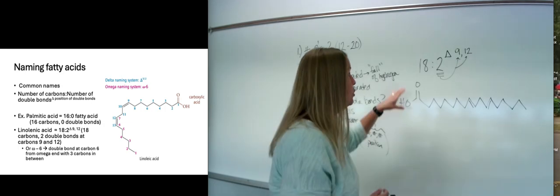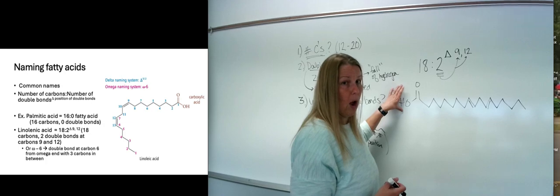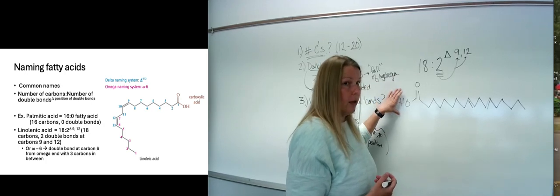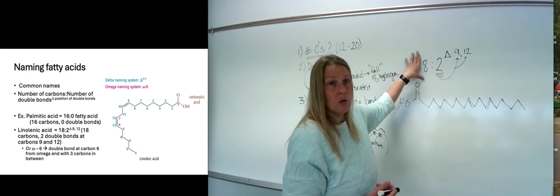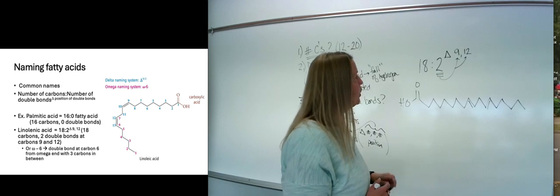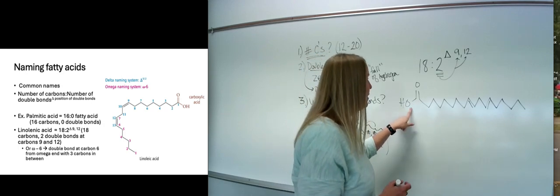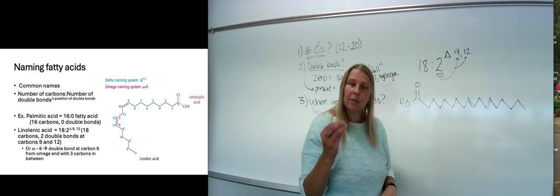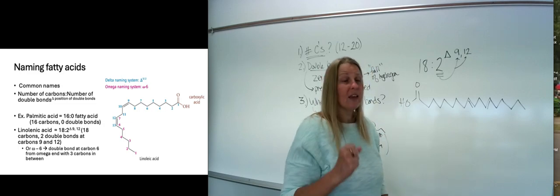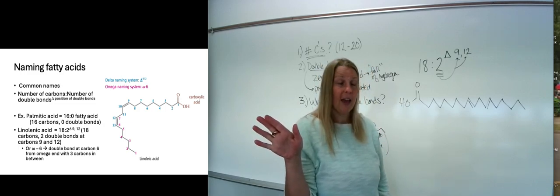You should be able to, if you're given this nomenclature, draw an example. Or if you're given the drawing, you should be able to give this numerical nomenclature. So the other way that we do this is we can also specify, because that omega-3 that I talked about is a difference of 3. That's a very common trend in fatty acids.